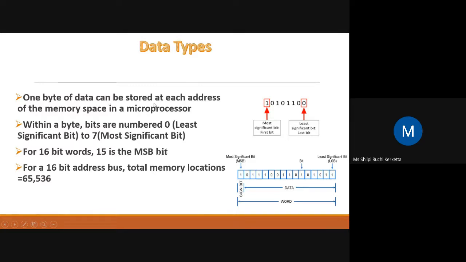1 byte data can be stored in each address of the memory space and microprocessor. So this is the definition. Within a byte, bits are numbered from zero. So zero is our least significant bit, and the seventh bit is the most significant bit.